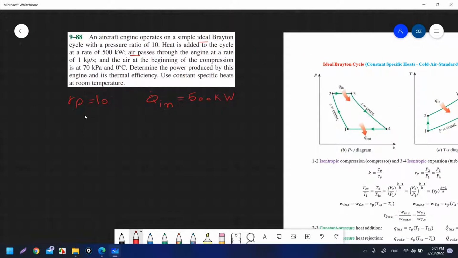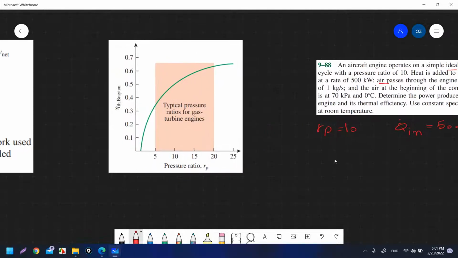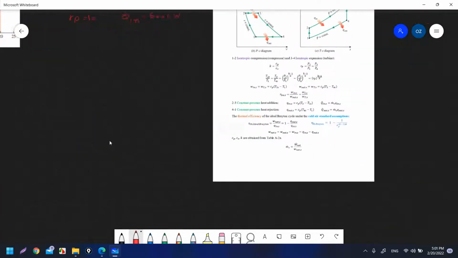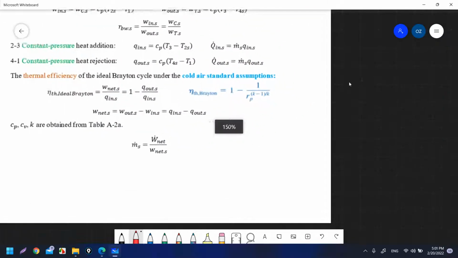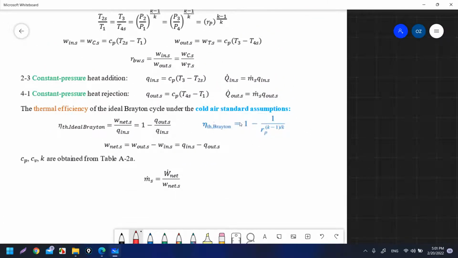Regarding also the pressure ratio, by increasing the pressure ratio, the thermal efficiency of the Brayton cycle will increase. And we have an equation for the thermal efficiency exactly under only the cold air standard assumption. We will not have this equation with variable specific heats. The thermal efficiency is a function of the pressure ratio, so we can calculate it directly from here.